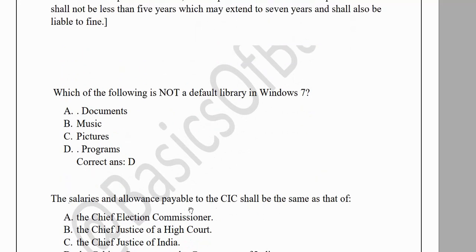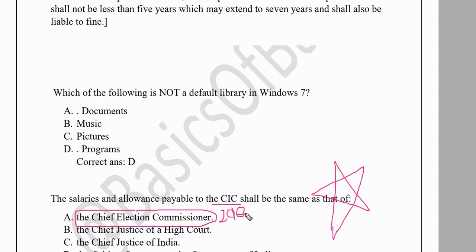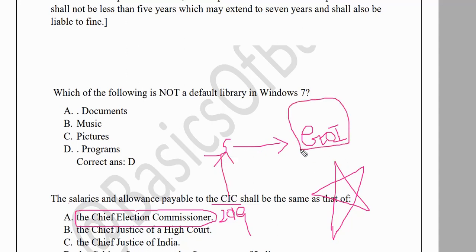The salaries and allowances payable to the Chief Information Commissioner shall be same as the top. This is also very important because the recent amendment was done in 2019. See, the salary of a Chief Information Commissioner was equivalent to that of the Chief Election Commissioner until 2019. But after 2019, an amendment was done. According to the amendment, the salary of the Chief Information Commissioner depends upon the will of the Government of India. So remember this. This is very important. It can be asked in this year's exam also.